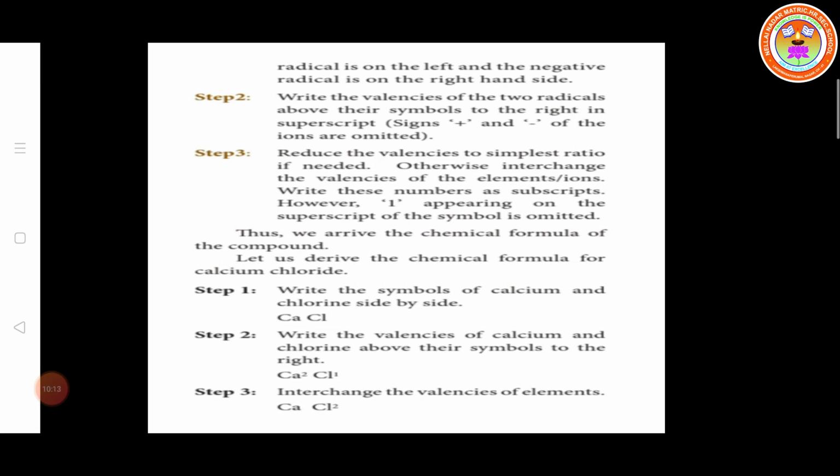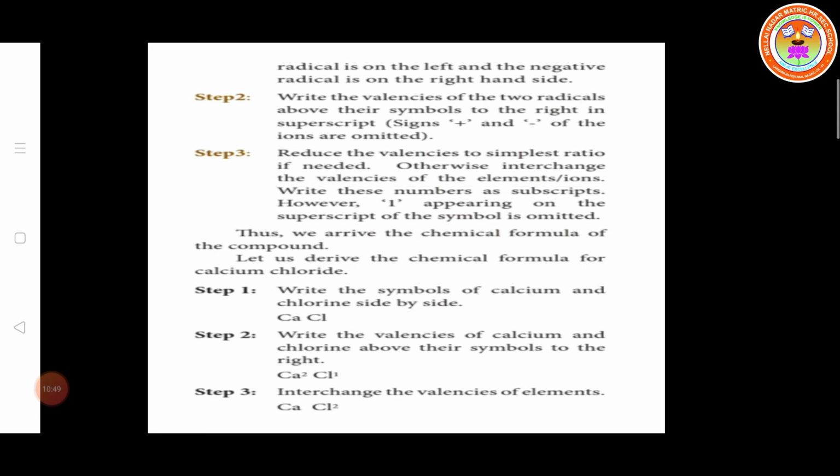So, for example, let us derive the chemical formula of calcium chloride. How do we write calcium chloride? The calcium symbol is Ca, the chloride symbol is Cl. Calcium is a cation, so it is written on the left hand side. Chloride is the anion, written on the right hand side. So CaCl. We follow step 1: write the symbol of calcium on the left and Cl on the right, side by side.